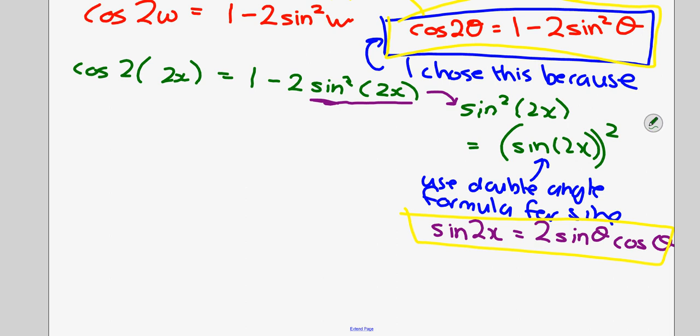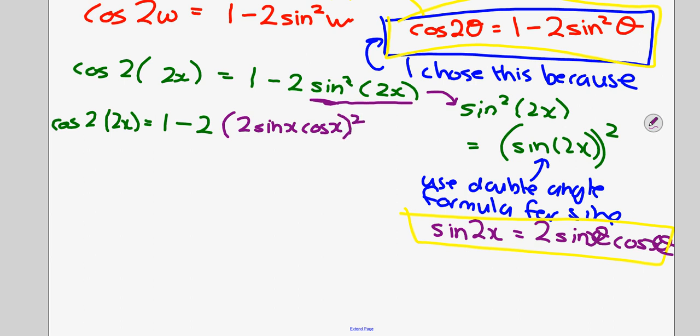So cos 2 of 2x, or you can think of it as cos 4x if you want. So I wrote cos 4x equals 1 minus 2, and see how we can replace it with the thing in purple: 2 sine x cos x. By the way, that's meant to be x's here, sorry, so it's in terms of x. And squared. I could by accident easily forget the squared.